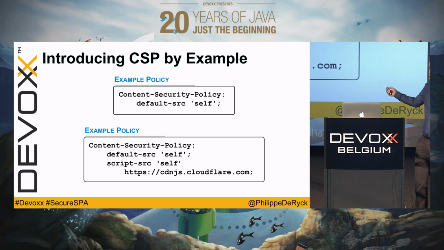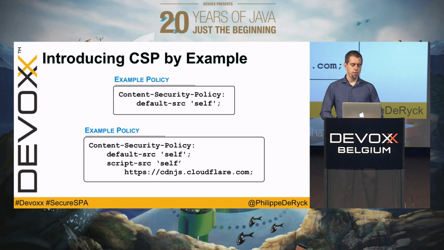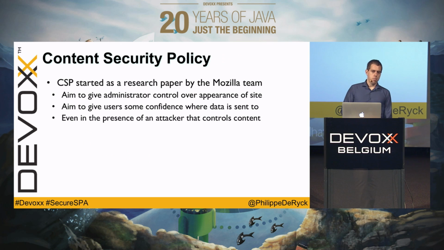You can imagine a CSP policy can become quite large if you do it like this. But it allows you to block a lot of content. It started as a research paper by the Mozilla team. I think it was 2012 or something.